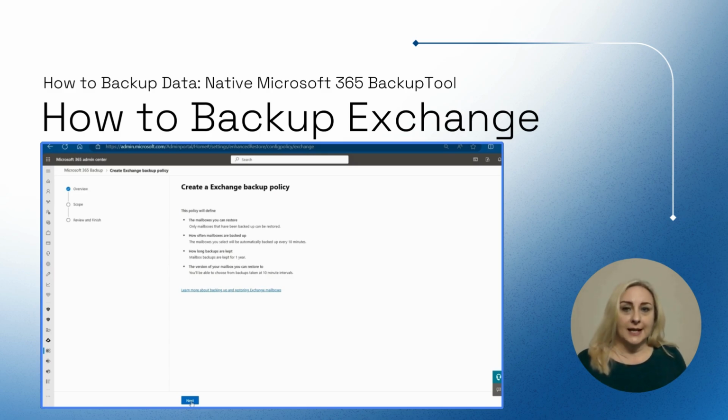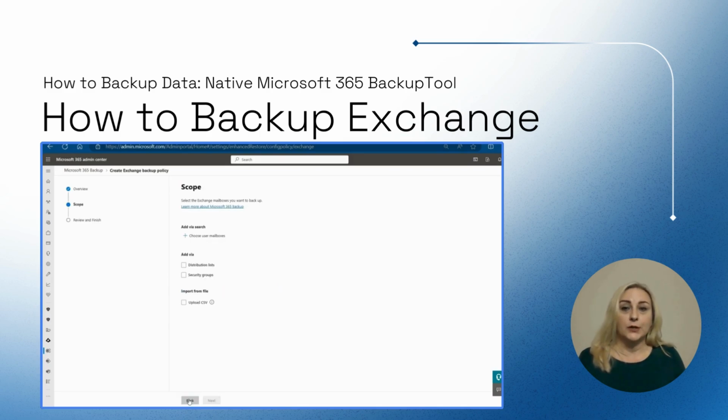So once you click Next, you'll get to define the scope of your Microsoft 365 Exchange backup policy. Here you can see you have the option of choosing individual mailboxes, choosing distribution groups or security groups from Microsoft Entra ID, or uploading your scope choices via a CSV file.